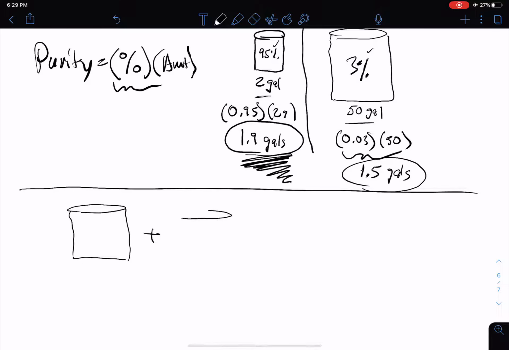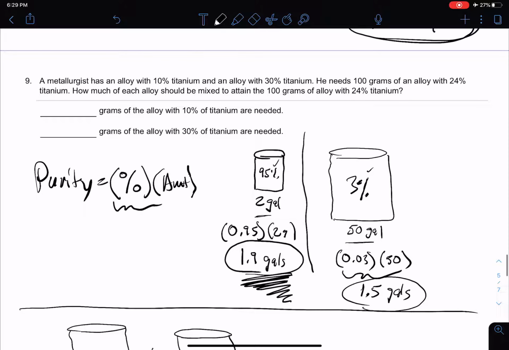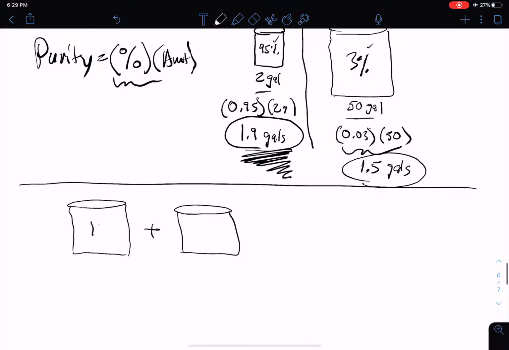And we've got another one. What's the difference between them? Well, one of them has 10% titanium, the other one has 30% titanium. So there's the big difference. This one's 10% titanium, this one's 30% titanium. And what do we want? We want this new alloy.